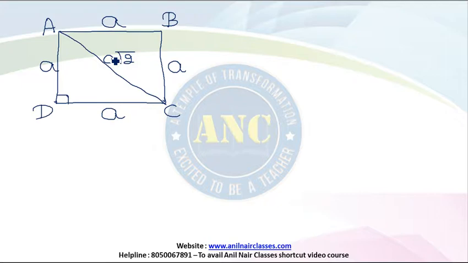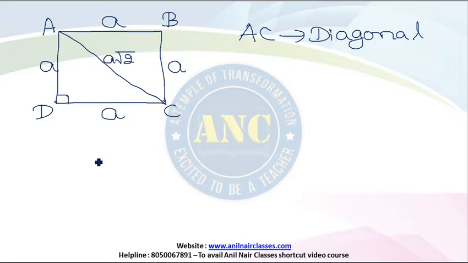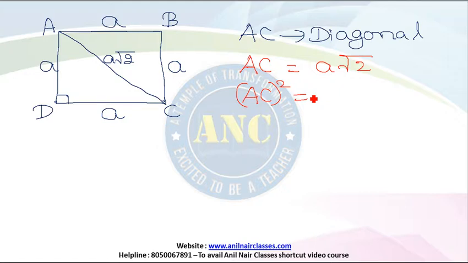Now think a little logically. AC is nothing but the diagonal, right? Let us understand this and prove something, and use it after we prove it. Without proving, let us not use it. AC is nothing but the diagonal, and the diagonal value is a root 2. Now what I will do is I will square it. Why am I squaring it? Let us understand it after some time. First of all, AC square is nothing but a square into 2, or in other words 2a square.